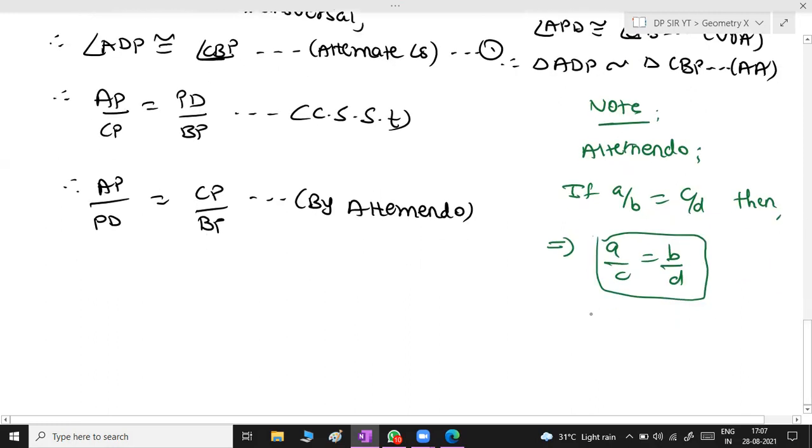Then if I apply invertendo, componendo, I told you about invertendo in previous lectures. So see to it that you are revising my lectures before sitting for the next lecture. Okay. And this is the part we wanted to prove, and hence proved.